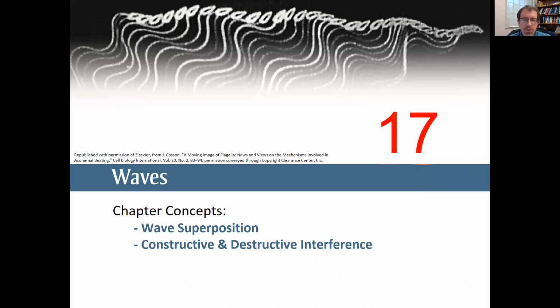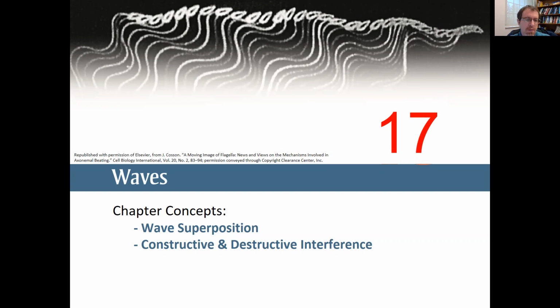Hi. So we just finished a chapter on waves where we talked about waves in general. We talked about waves on a string. We talked about sound waves through different media, through gases, liquids, and solids. And we talked about the Doppler effect.